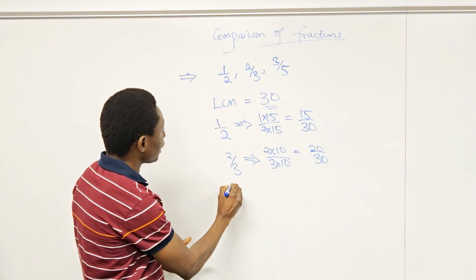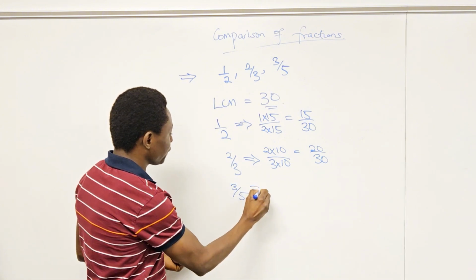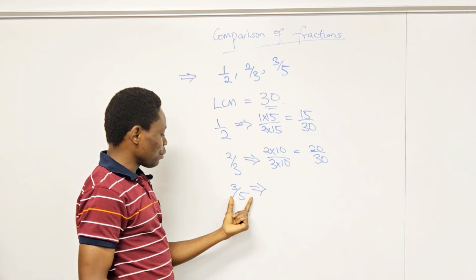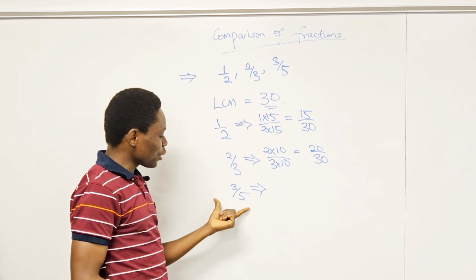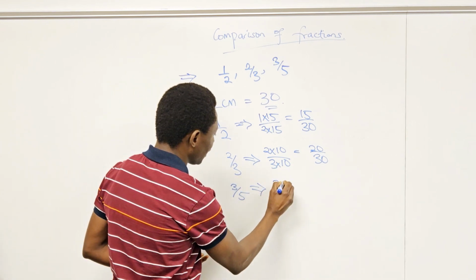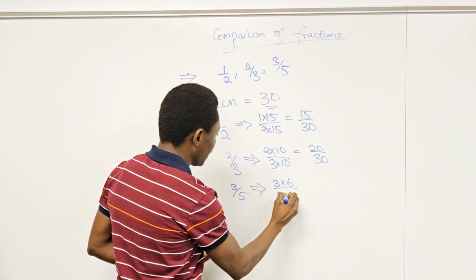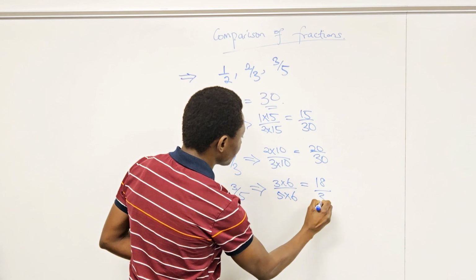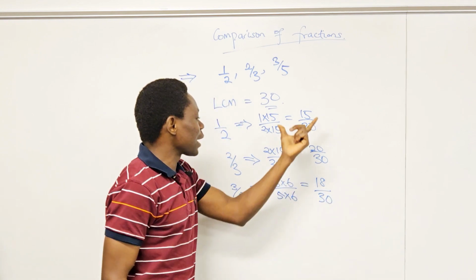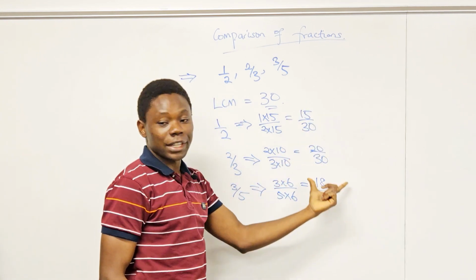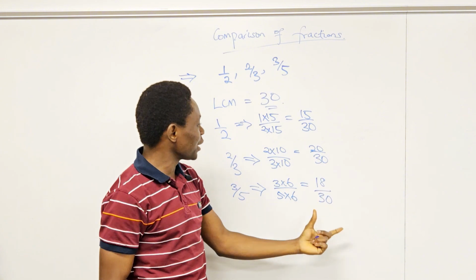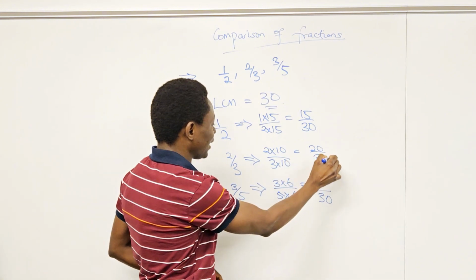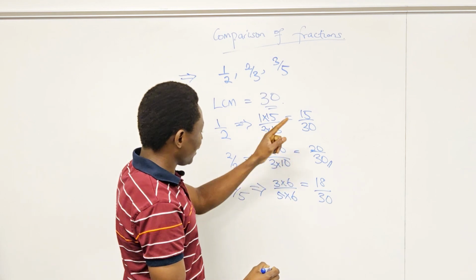And lastly, we pick 3 over 5. To express it such that it has a denominator of 30, we multiply both the numerator and the denominator by 6. So this will be 3 times 6 over 5 times 6. That will give us 18 over 30. Now, we can directly compare the numerators of these 3 fractions. We can see here that this is the greatest, followed by this.